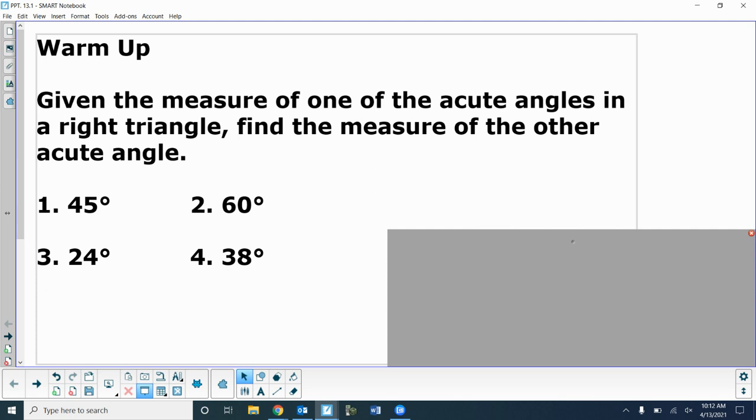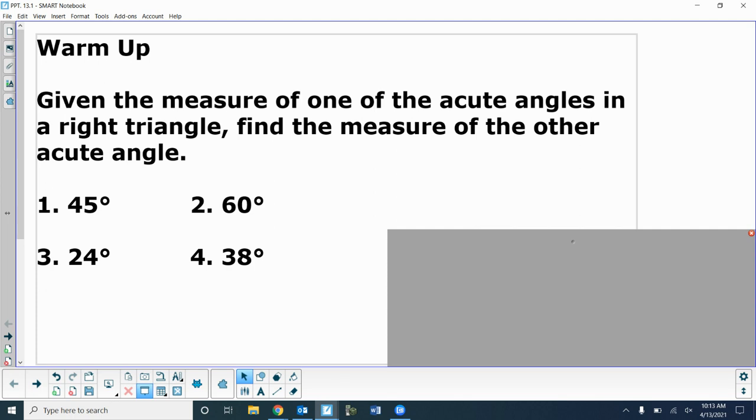What is the measure of the other acute angle of the right triangle for number 1? 45, right? The two acute angles add up to what? 90, because one of them is already 90 degrees, right? That's the right triangle. All three of them add up to what? 180. So for the other acute angle, just subtract what you're given from 90.